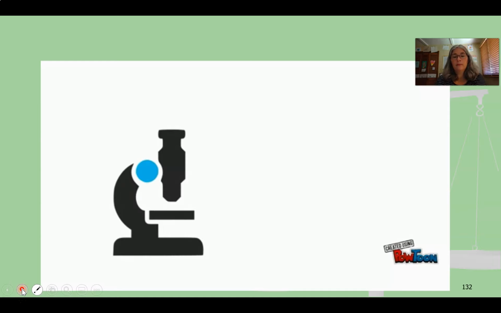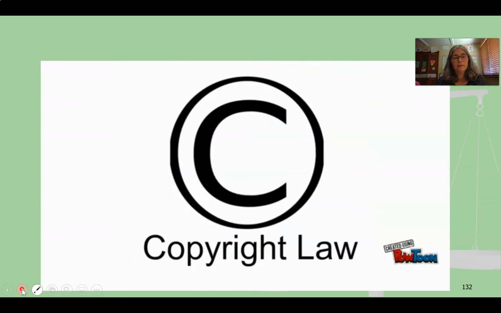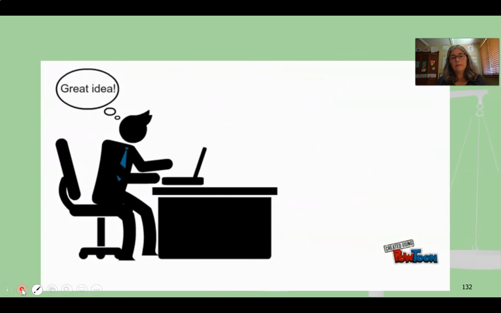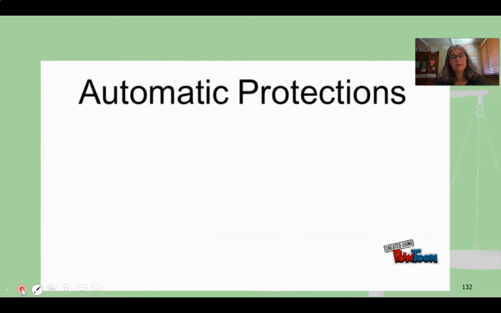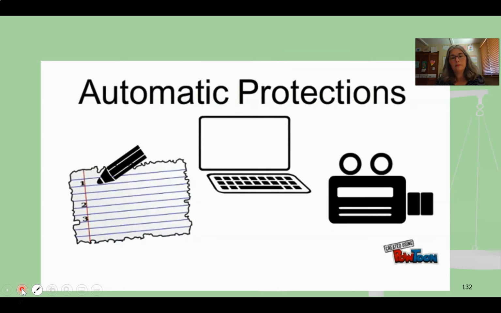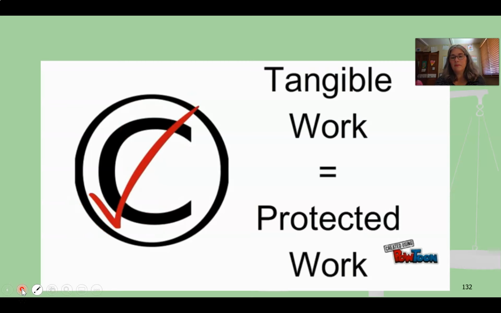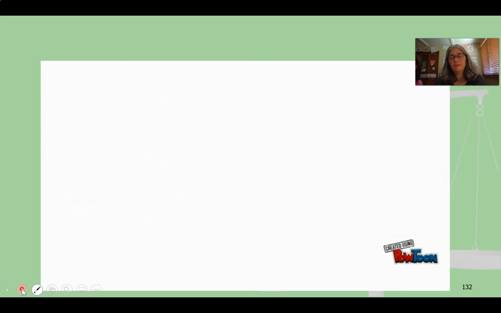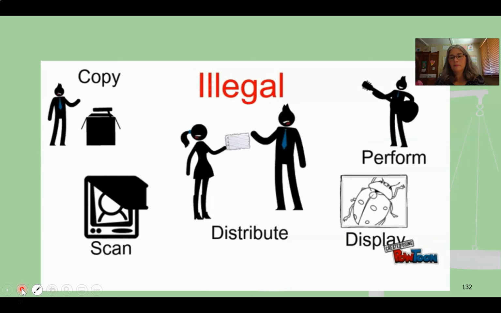You teach biology, not law, but that doesn't mean you can break the rules, especially when it comes to copyright. Copyright law allows authors and creators to control the use of their original work. Those protections are automatic. Once it's on paper, in a blog, on video, copyright is in place. Don't see the copyright symbol? It doesn't matter. Once it's tangible, it's protected under U.S. copyright law. That means it's illegal to copy, scan, distribute, perform, or display copyrighted material without the creator's permission.